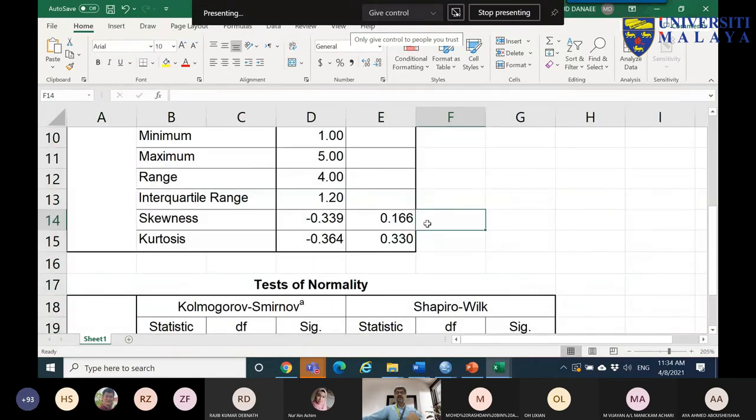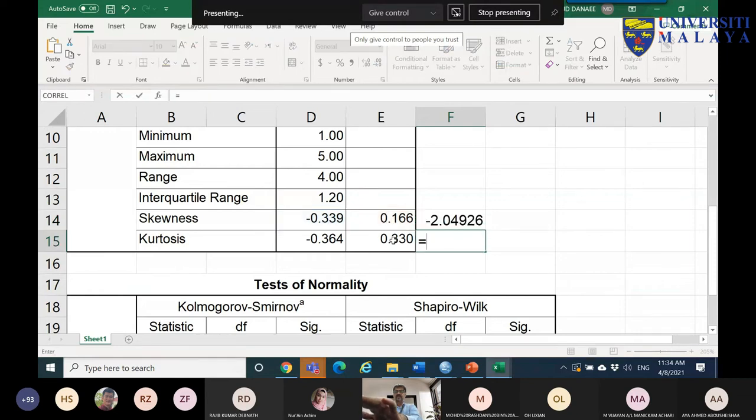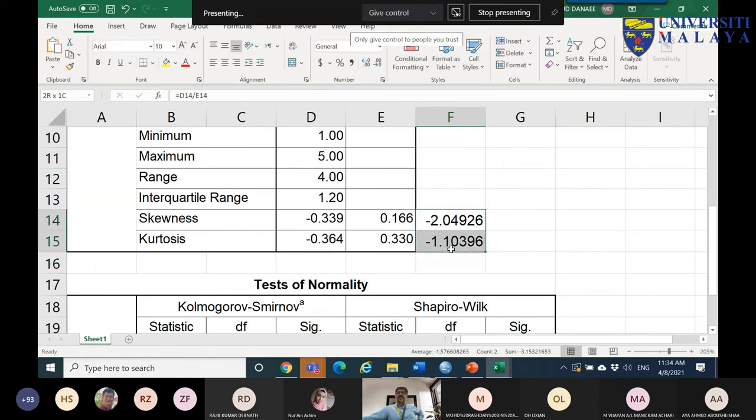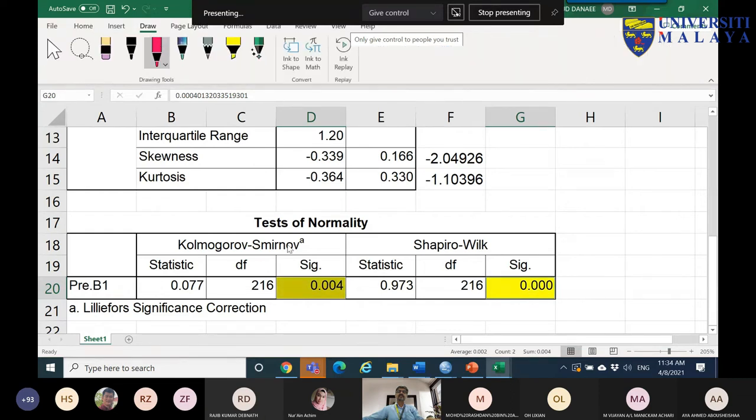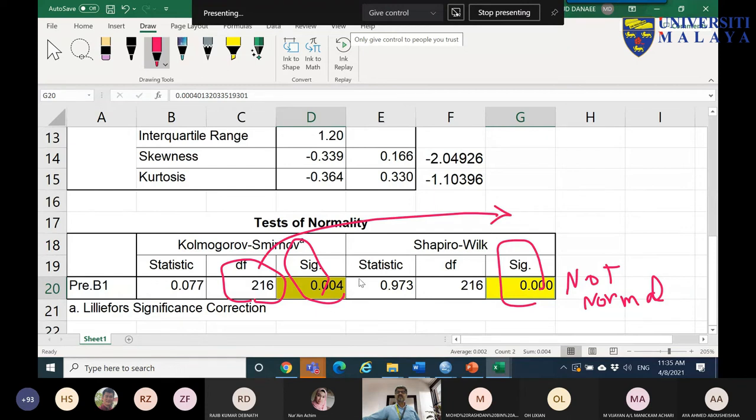Look at here, how much is the ratio? The ratio is acceptable, right? Even though the values are very small, look at the Kolmogorov-Smirnov test. Is it significant or not? Both of them are significant, so it means the data is not normal. And this is because of the sample size. My sample size is very large.